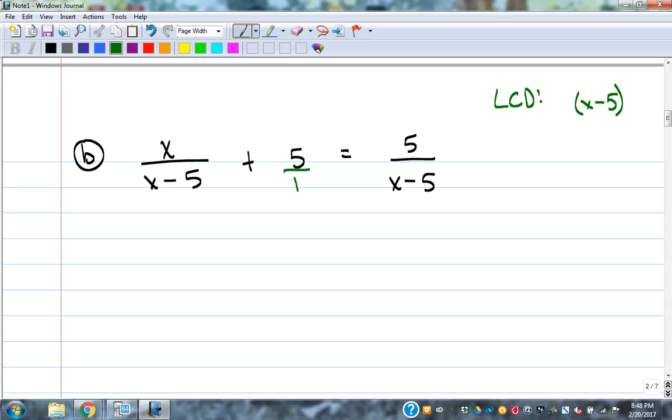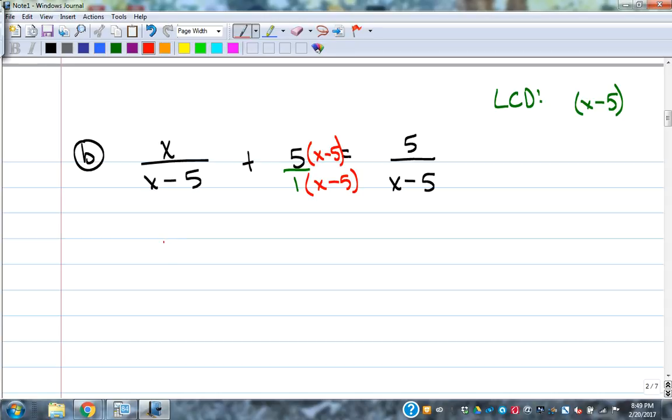All right. So what does the first one need anything? It's already got it, right? Middle one does need something. It needs x minus 5. So we multiply top and bottom by x minus 5. The third fraction, what it's equal to, does it need anything? No. So we leave it alone. Okay.